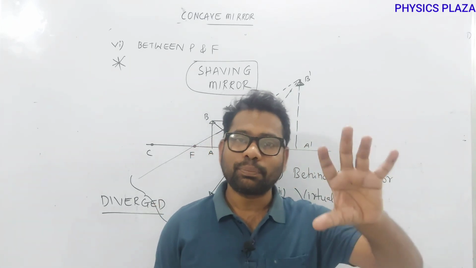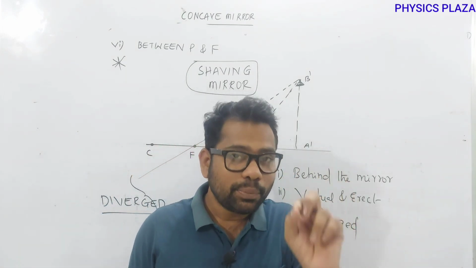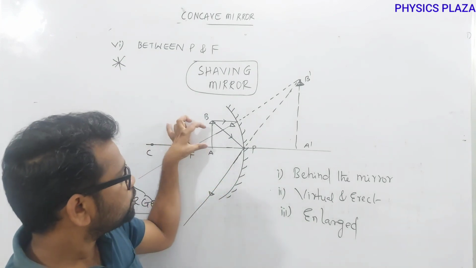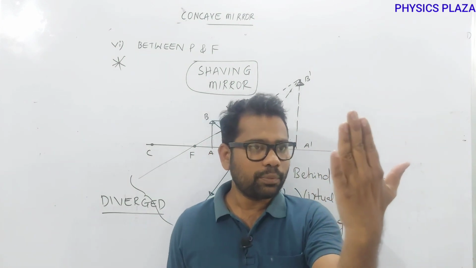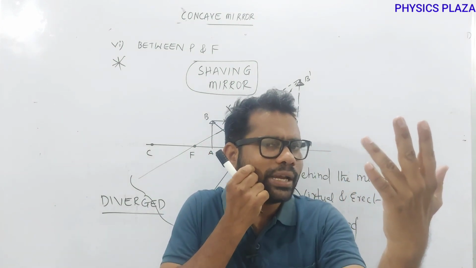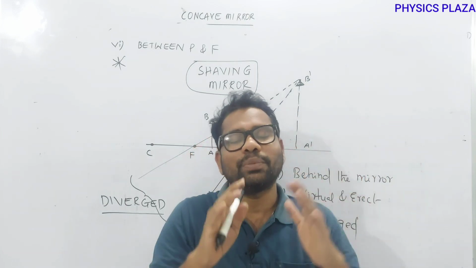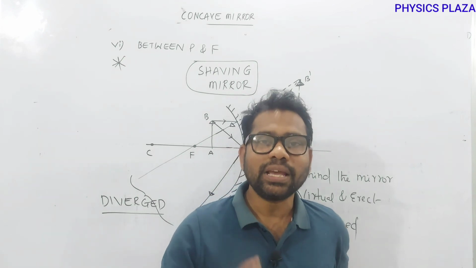But children, in the place of a plane mirror, if I can use a concave mirror, what is the specialty of the concave mirror when the object is placed between pole and focus? Though the object is small, the image will be enlarged. So if I look in a concave mirror, even a tiny hair on my skin can be seen enlarged. That is the reason why a concave mirror is preferred as a shaving mirror.